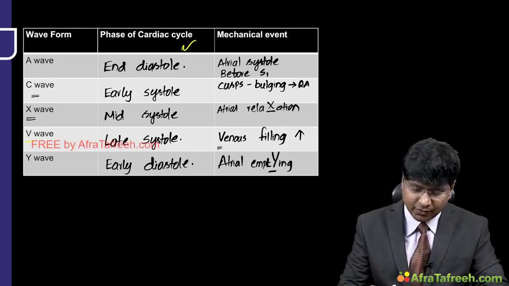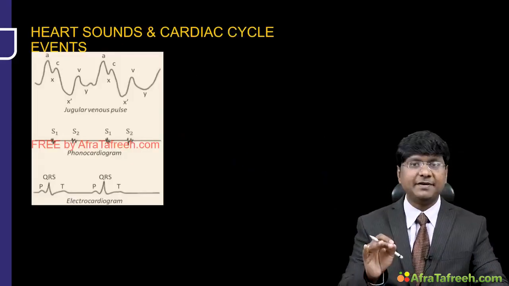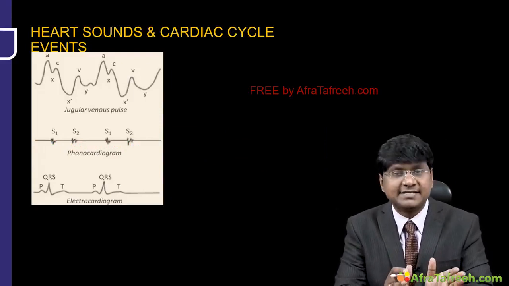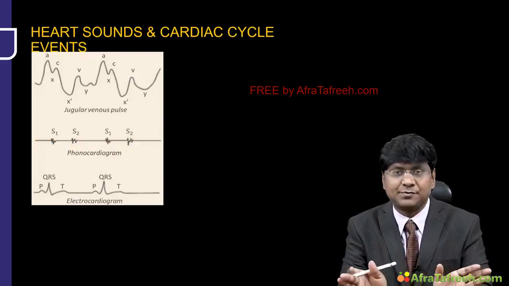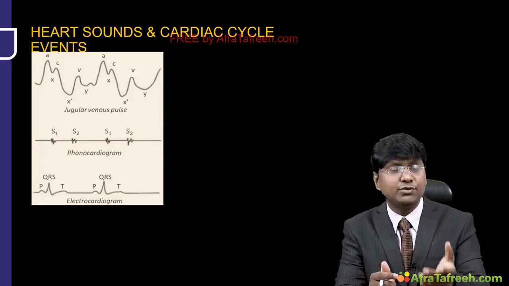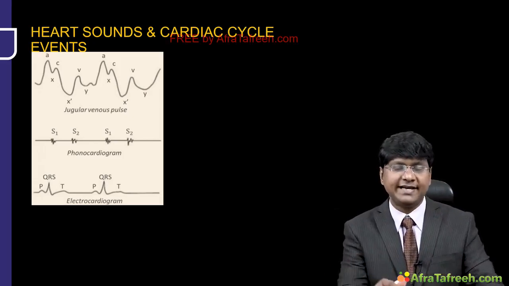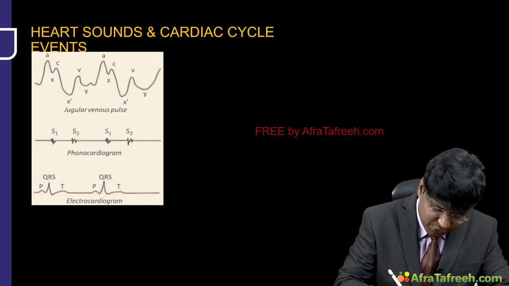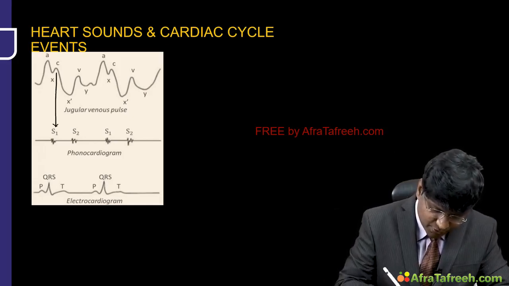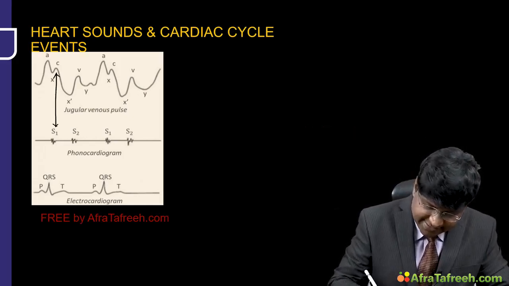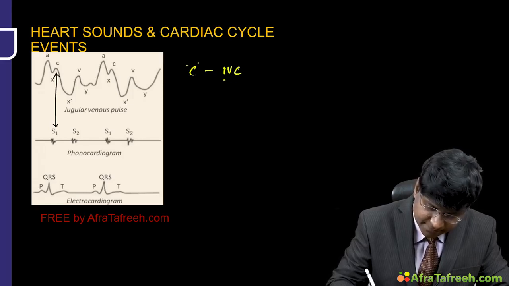Okay, so these are the correlations between the mechanical events of the atria and the phases of the cardiac cycle. Now, let me try to correlate these JVP waves with the heart sounds. Correlating that with your cardiac cycle events is conceptual. But whenever you are seeing the waves in the JVP, you should be able to identify whether it is A wave, C wave, X wave, V wave or Y wave. So, you take S1. S1 exactly corresponds to the C wave. Okay, because during the C wave there is isovolumetric contraction phase.